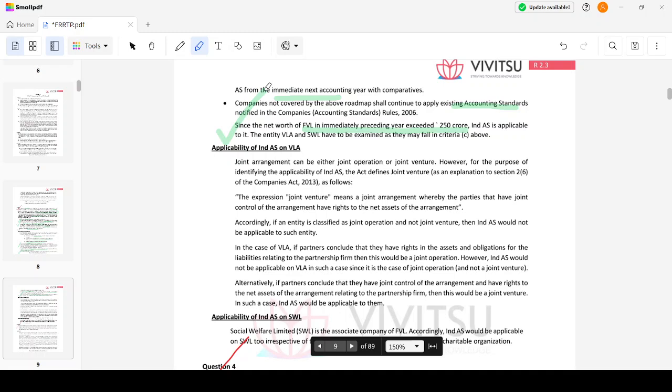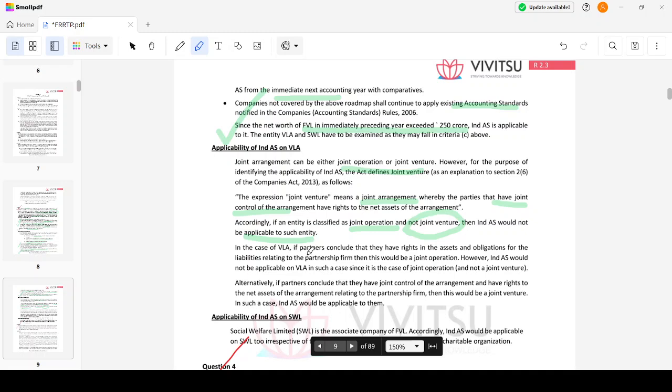Then a joint arrangement can be either a joint operation or a joint venture. However, for the purpose of identifying applicability, the Act defines a joint venture as a joint arrangement whereby the parties have joint control of the arrangement and have a right to the net assets. See, a joint venture would have joint control plus a right to the net assets. Accordingly, if an entity is classified as a joint operation rather than a joint venture, then Ind AS would not be applicable to such entity. In a joint arrangement there are two things: one is joint operation, the other is joint venture. Only for a joint venture is Ind AS applicable based on the related applicabilities, and for joint operations it's not applicable, right?